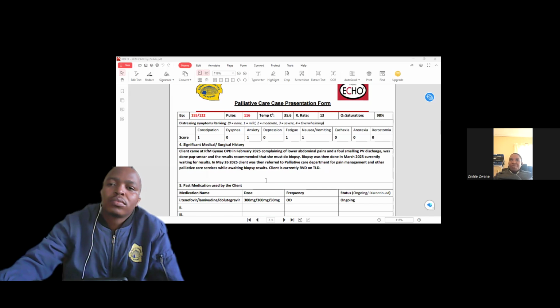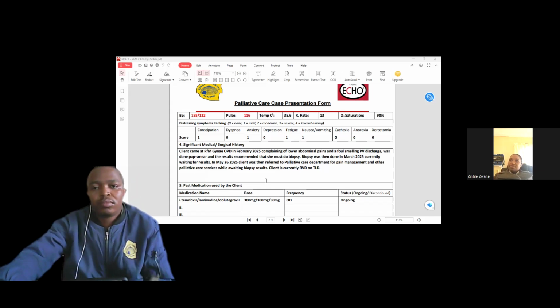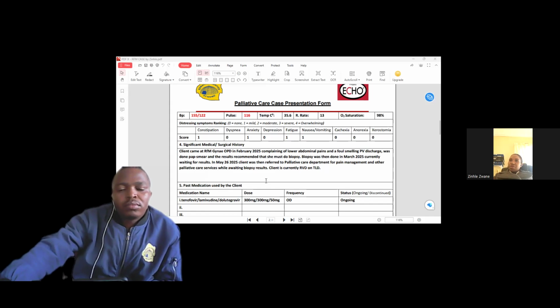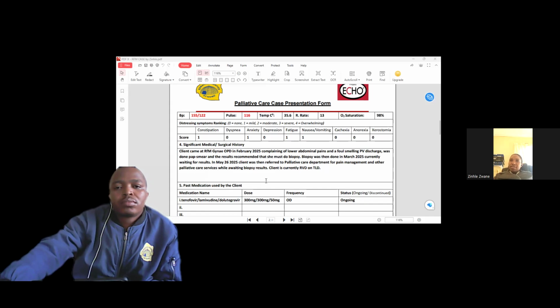So everyone, let me just go to the vital signs. The BP was 155/122, a little bit higher. Pulse was 116, temperature 35.6. The respiration rate was 13, O2 saturation was 98.